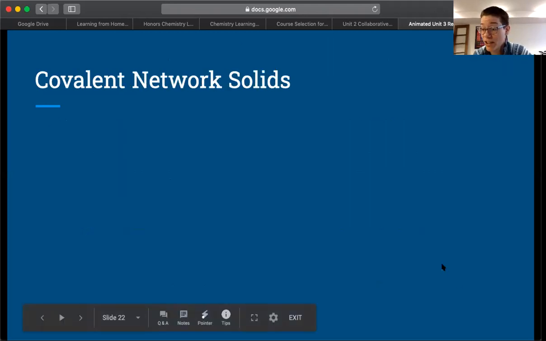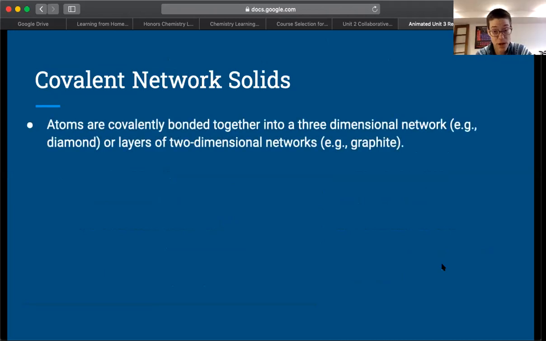Now, you're worried about graphite. Covalent networks. This is when you have a three-dimensional repeating pattern of a compound, right? It is not a distinct little molecule. Water is a molecule. Carbon dioxide is a molecule. Diamond is not a molecule. It is a repeating pattern of a covalent solid. Graphite is not a molecule. It is a repeating pattern of a covalent solid. So these are what we refer to as covalent networks.